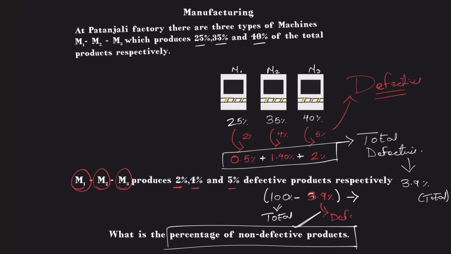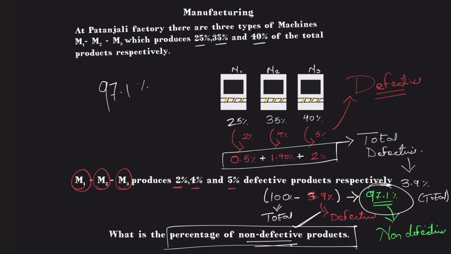So my 100 is the total products that are being produced by Patanjali. Out of that, 3.9% are defective, so the remaining 97.1% are non-defective products. Okay, so just solve this by the method of percentage and it is easier to get the answer to such questions. 97.1% of the total products will be non-defective because 3.9% are defective products.